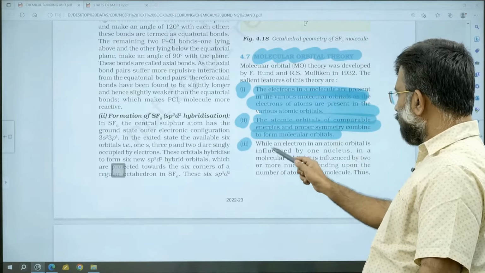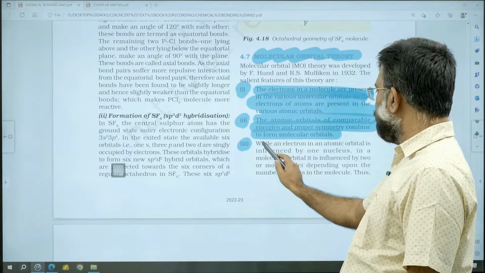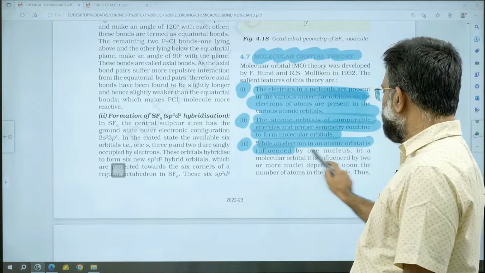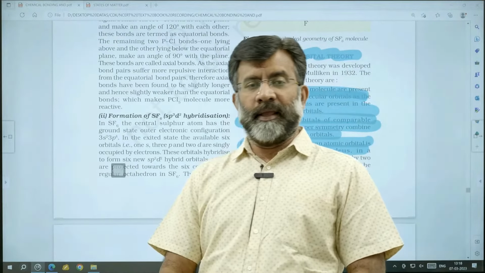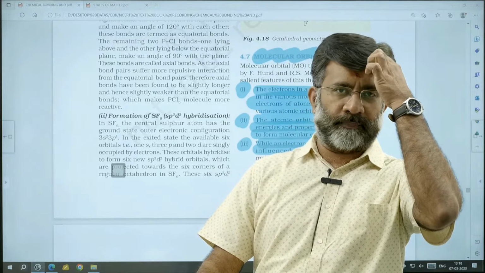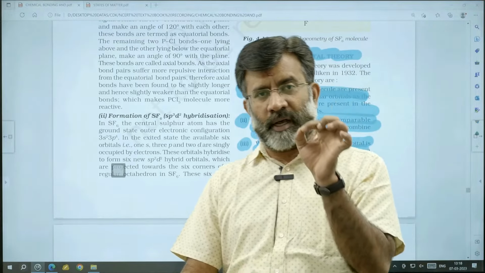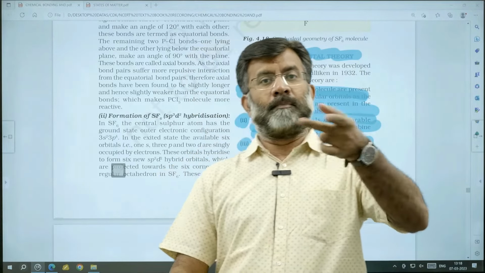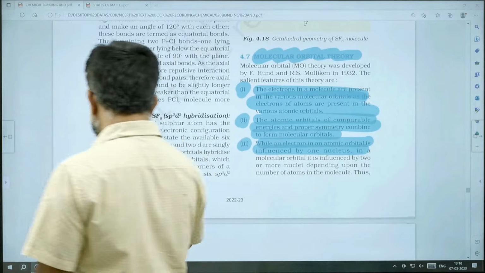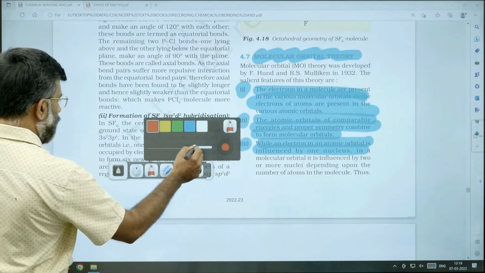Point number 3. What is the third point? An electron in an atomic orbital is influenced by one nucleus, while an electron in a molecular orbital is influenced by more than one nucleus. In atomic orbitals, electrons are monocentered. In molecular orbitals, electrons are polycentered. What is the meaning of that point?